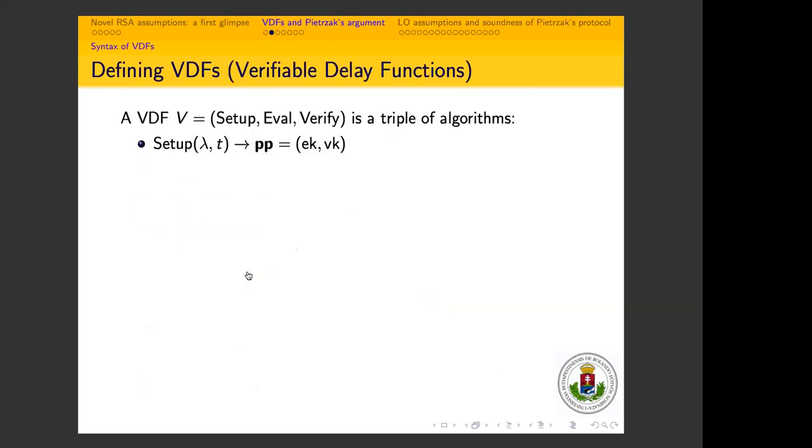So a verifiable delay function, or VDF for short, is a function which has three probabilistic polynomial time algorithms: the setup, the evaluation, and the verification. The idea is that, if you know time-lock puzzles, it's a proof of sequential work, but it's publicly verifiable with a succinct proof. Let me elaborate on that.